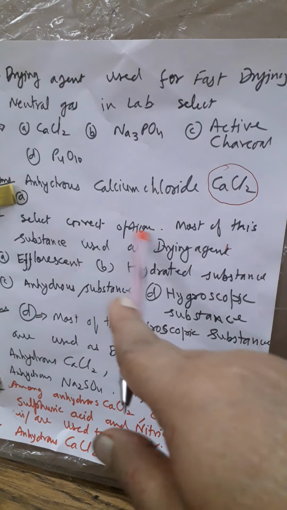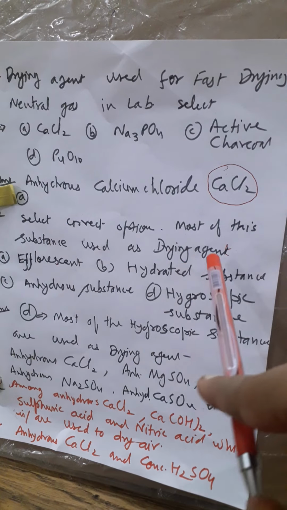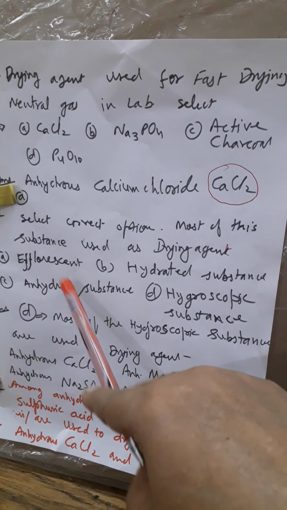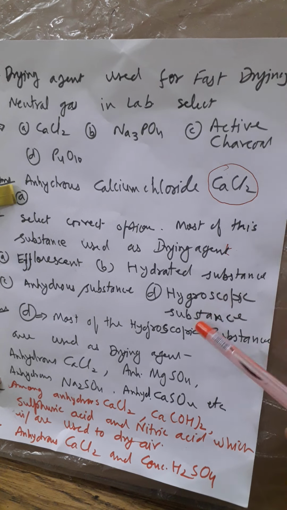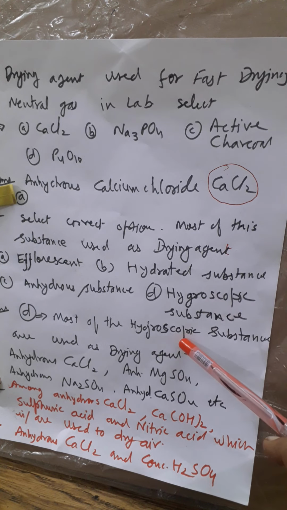Now select the correct option. Most of this substance used as drying agent. They will give a fluorescent, hydrated substance, anhydrous substance, hygroscopic substance. So we have to select hygroscopic substance. Why? Because they will absorb water immediately.